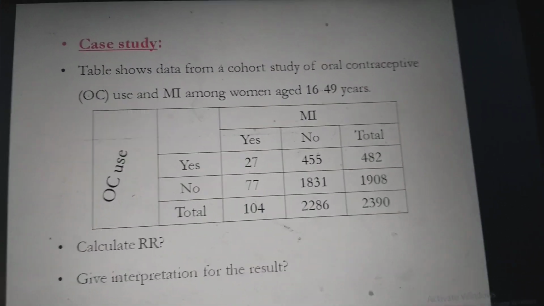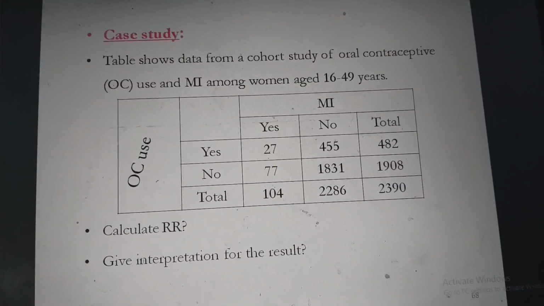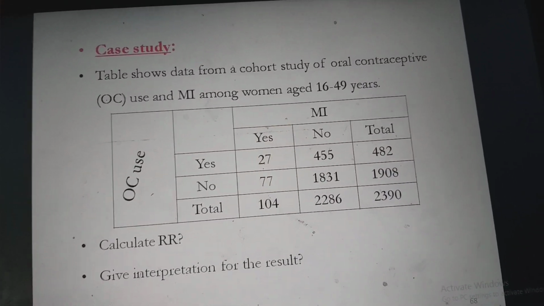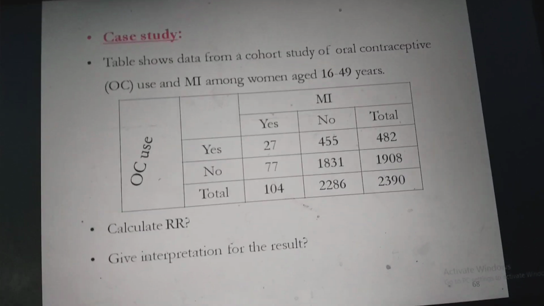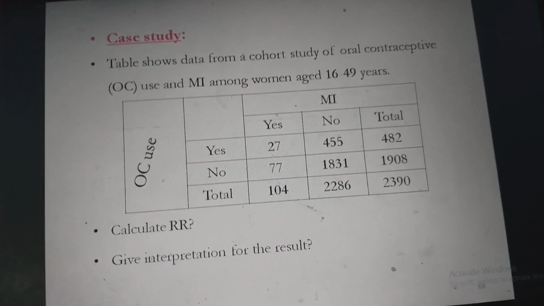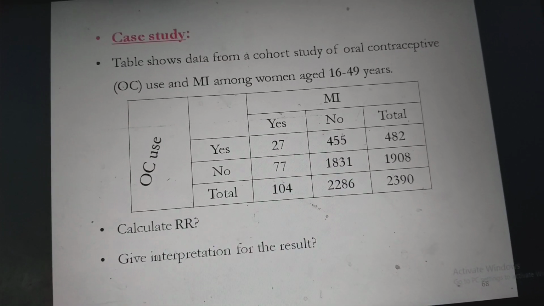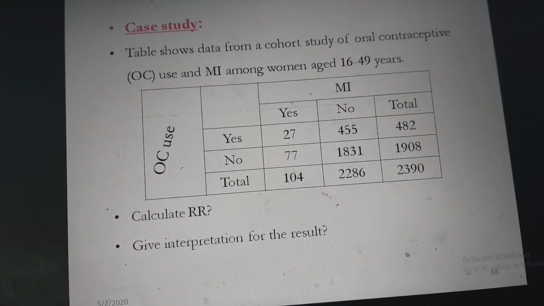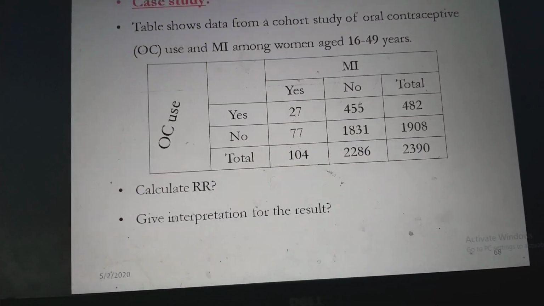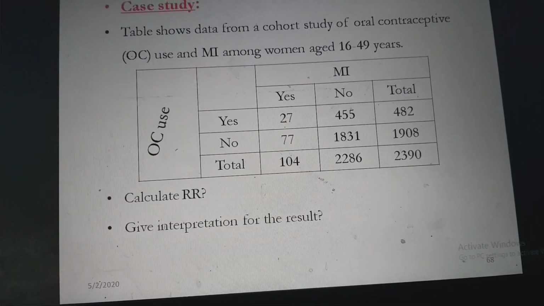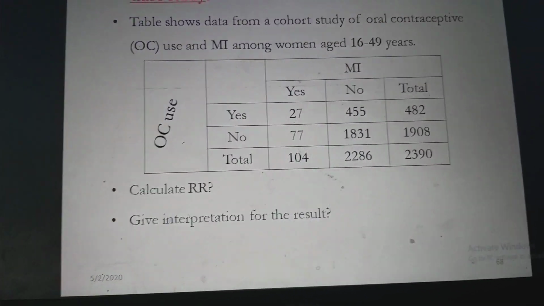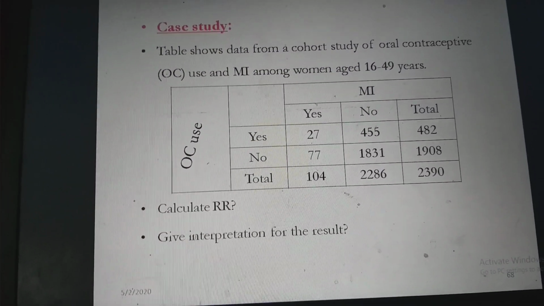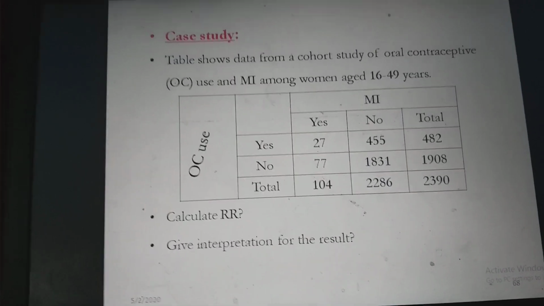The case study given from this table shows data from a cohort study of oral contraceptives versus myocardial infarction. Here, exposure is those individuals who took oral contraceptives. The disease or outcome is developing myocardial infarction. Who are exposed? Here A plus B exposed: 27 and 455. Total number of exposed is 482.